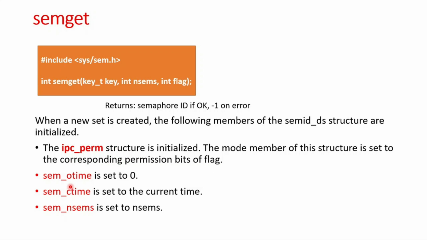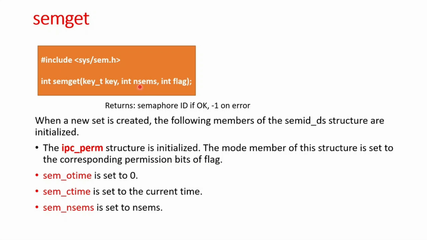Then the semaphore otime is set to 0, the semaphore ctime is set to the current time, and sem_nsems is set to nsems. This is nothing but the number of semaphores required in the semaphore set which I am going to create. So if I pass the value as 5, then 5 semaphores in a semaphore set will be created.